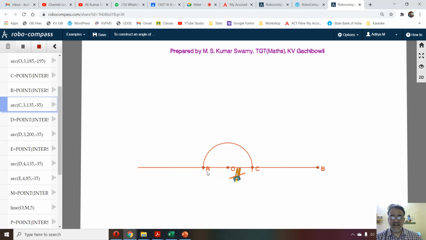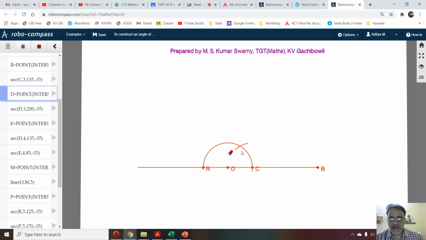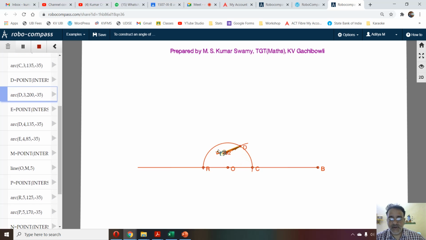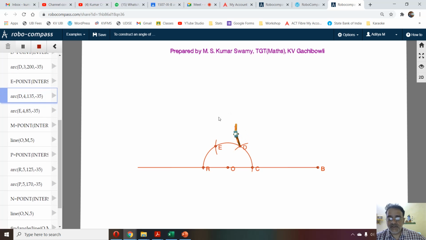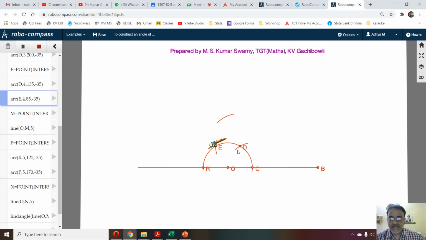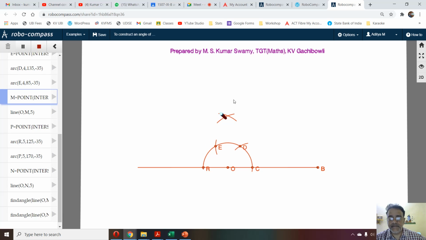Okay, now with center C and R we have to draw, no, we are going to draw 90 degree. Okay, so this point we took as D, 60 degree. Then with center C, D we have to draw another arc of same radius which will intersect the semicircular arc at point E. Now with center D and E we have to draw two arcs on the same side, such that the radius should be more than half of DE. Now join, let this point be M, intersecting point. Now join OM.